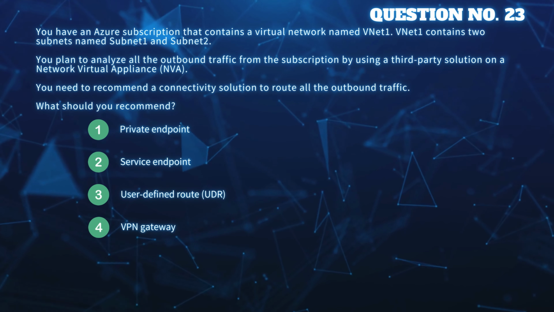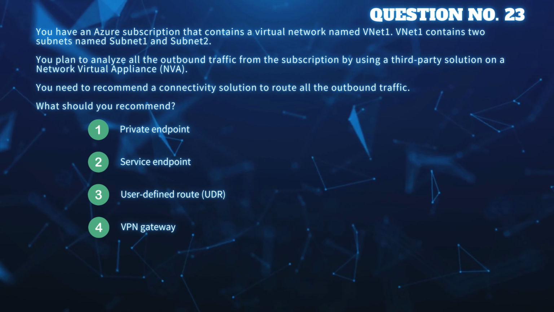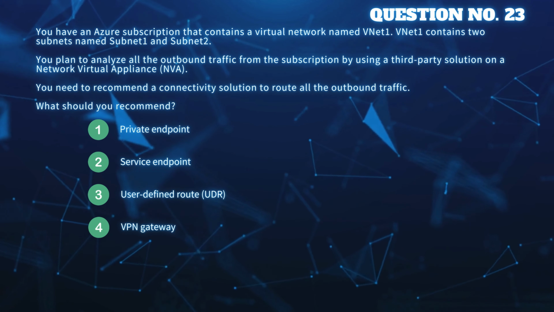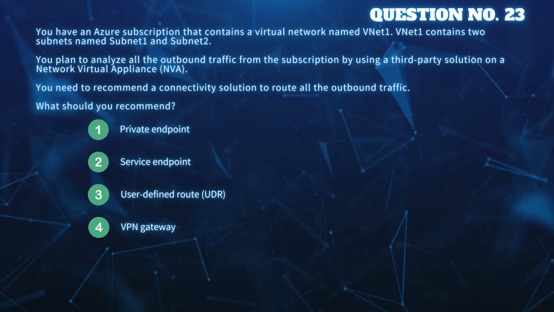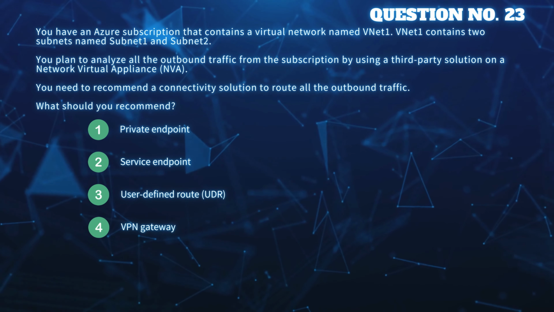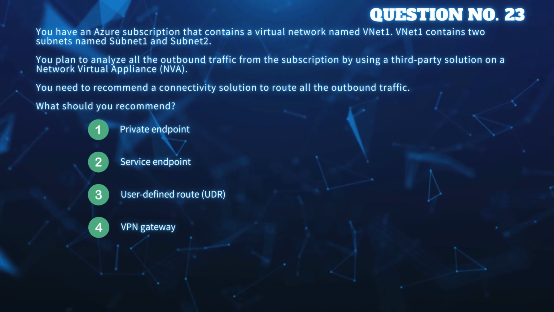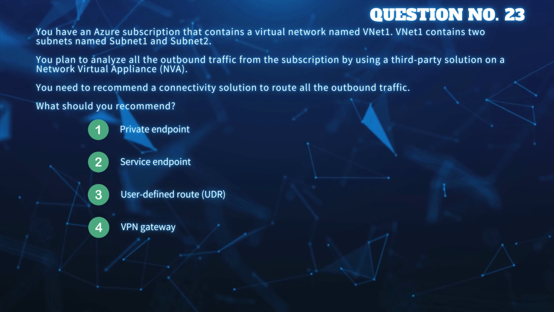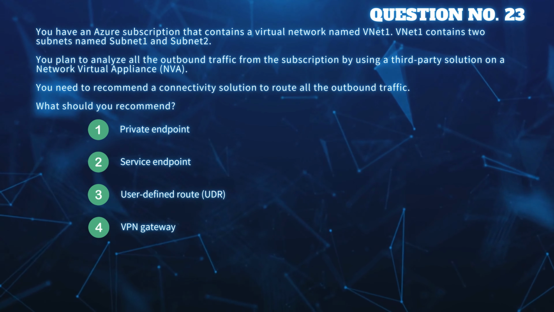You have an Azure subscription that contains a virtual network named VNet1. VNet1 contains 2 subnets named Subnet1 and Subnet2. You plan to analyze all the outbound traffic from the subscription by using a third-party solution on a network virtual appliance, NVA. You need to recommend a connectivity solution to route all the outbound traffic. What should you recommend? Option 1, Private Endpoint.